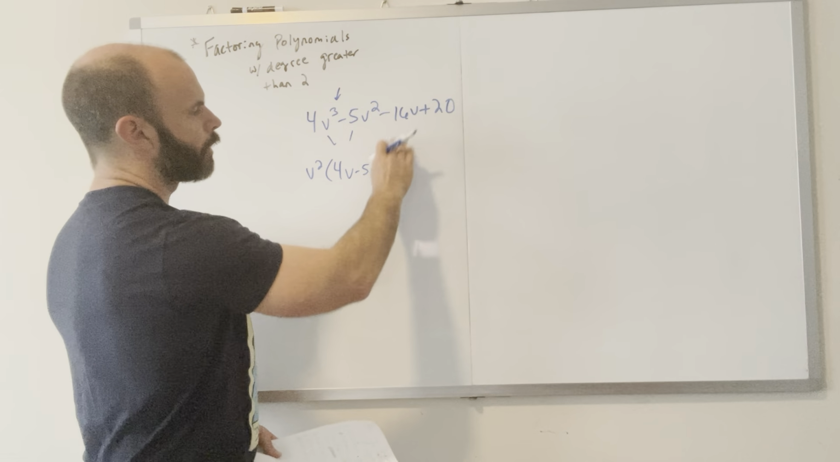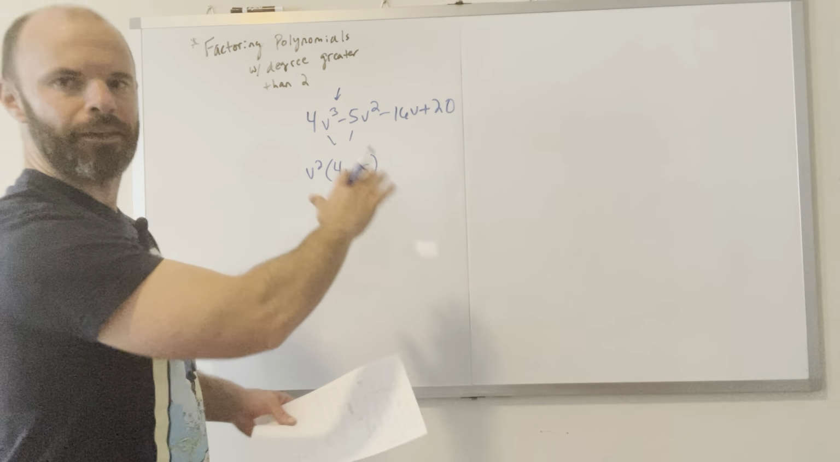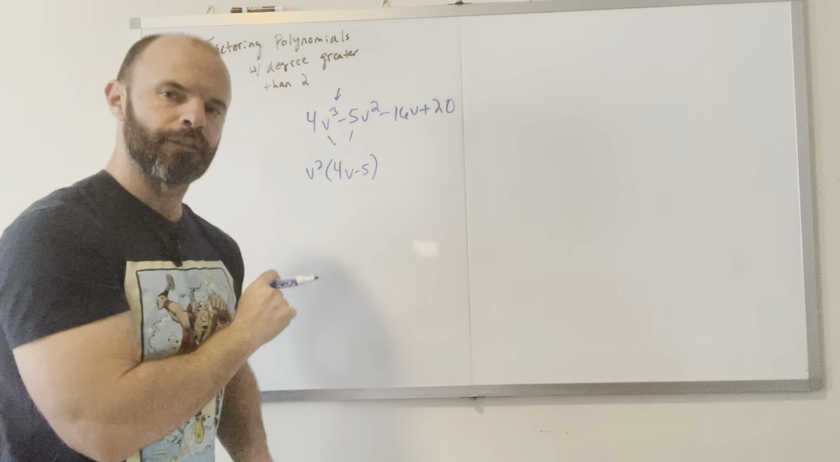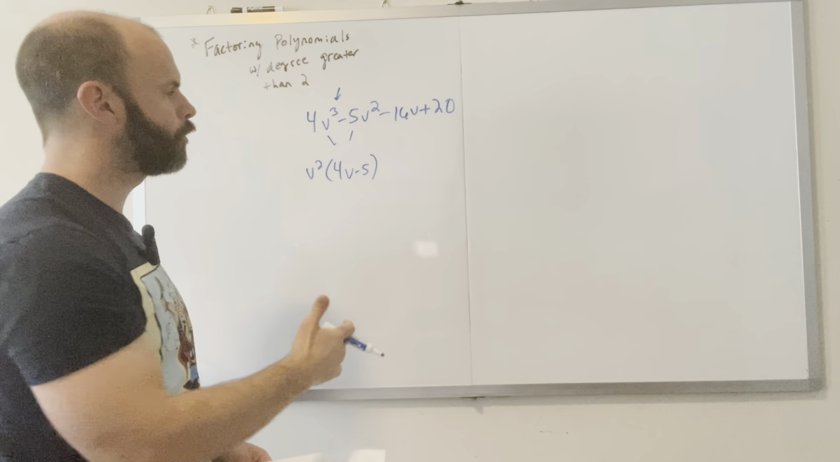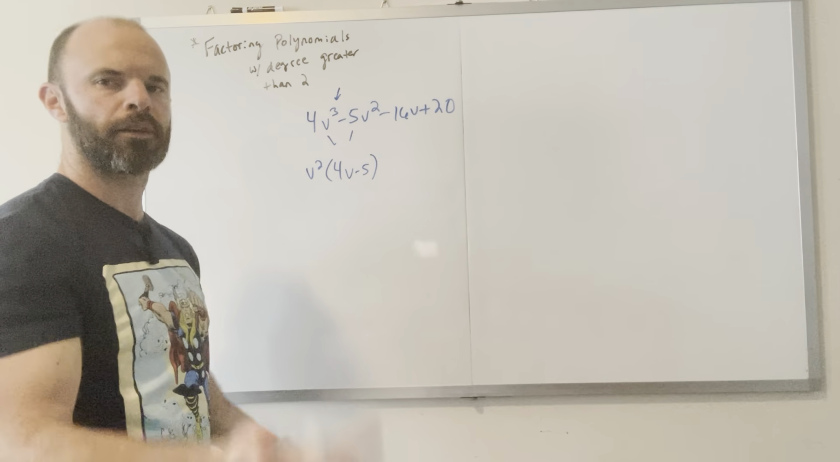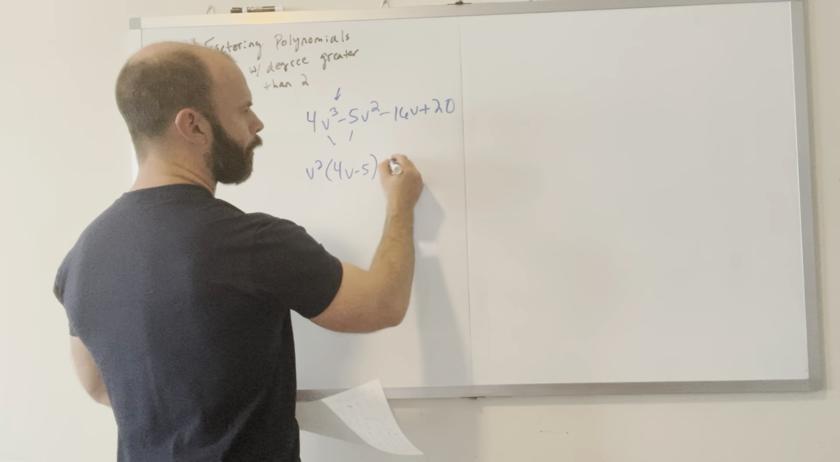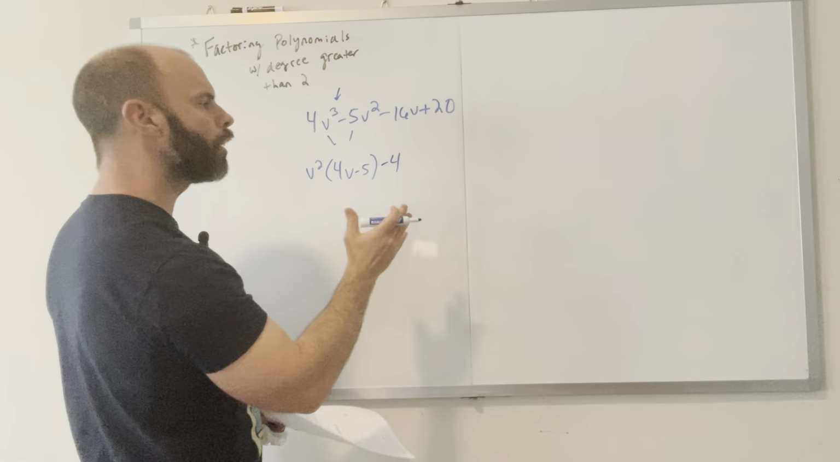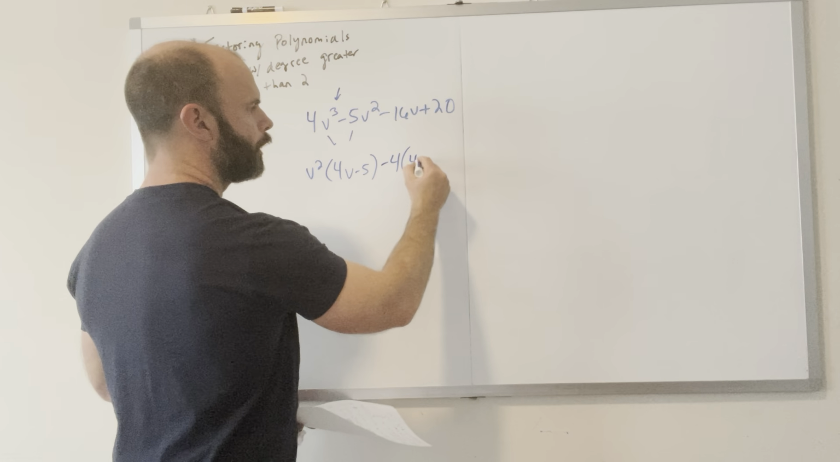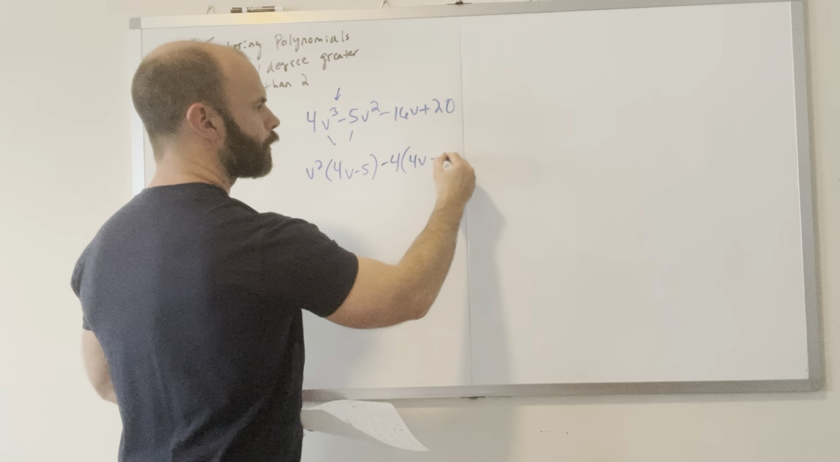Well, over here, can I somehow make this look like 4v minus 5? I really want to, because then it's just like the 2x plus 3x. Well, I can pull out a negative 4 right here, okay? Might that work? Well, that's going to give me 4v, and then that's going to give me minus 5.